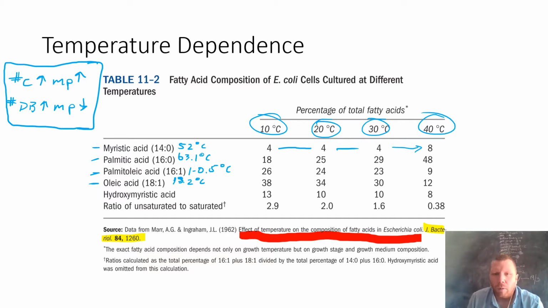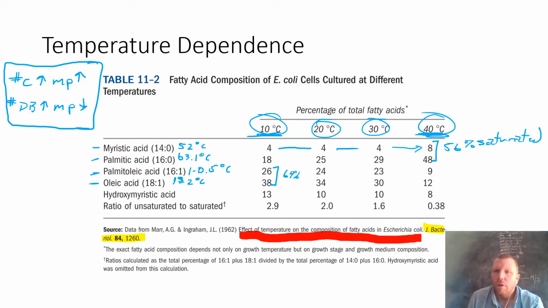So what I want to do is first look at our 10 degrees Celsius. It shows us we have a high percentage of monounsaturated fatty acids. We've got a grand total of 64% of our fatty acids that are monounsaturated, 64% of the fatty acids here are either 16 or 18 carbons long. Then, if we jump all the way to 40 degrees, 56% of our fatty acids are going to be short, and they are going to be saturated.